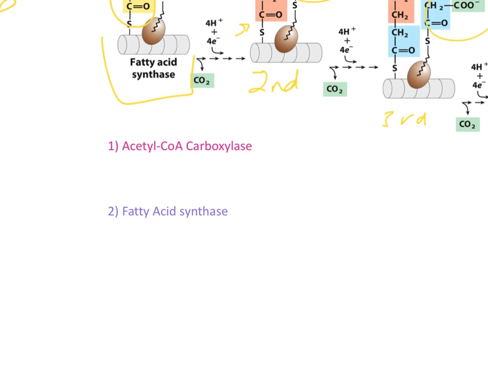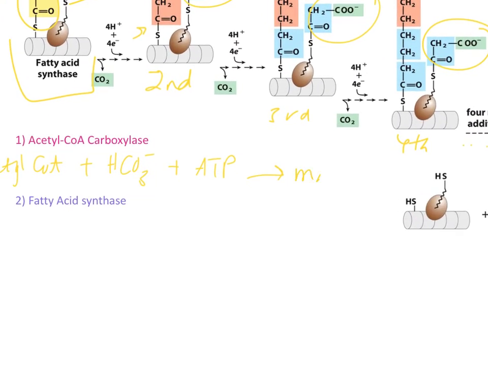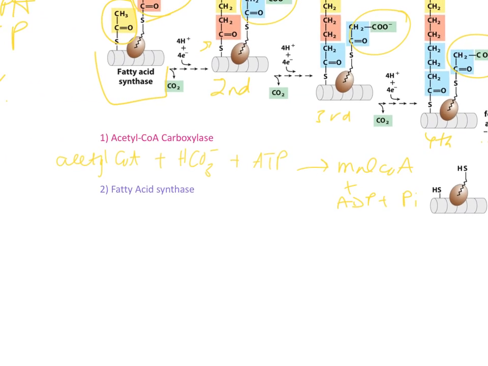So acetyl-CoA carboxylase was acetyl-CoA plus an HCO3 minus plus ATP goes to mal-CoA plus ADP plus Pi. And that's just for 1 round, for 1 acetyl-CoA.